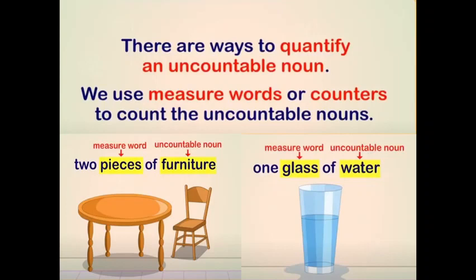Two pieces of furniture. So here pieces is a measure word and furniture is an uncountable noun. How much furniture is there, we cannot tell in number, so we are telling how many pieces are there, so we are measuring that. Next, one glass of water. Now over here we are telling the quantity of glass. How many glasses? One. Okay, so here glass is a measure word and water is an uncountable noun. Means what? The uncountable noun can be told in measure words.